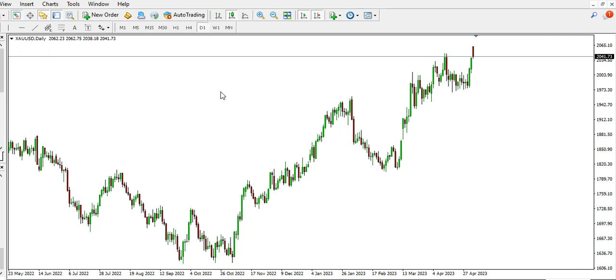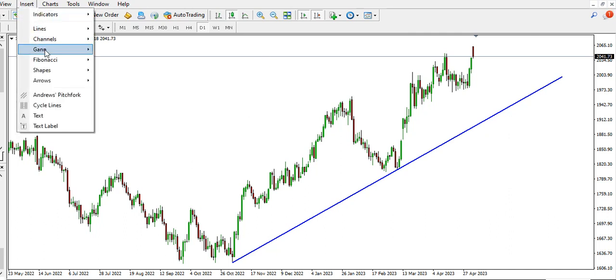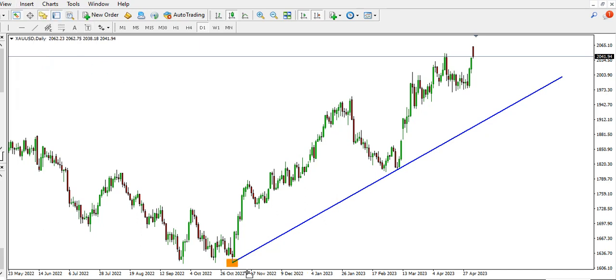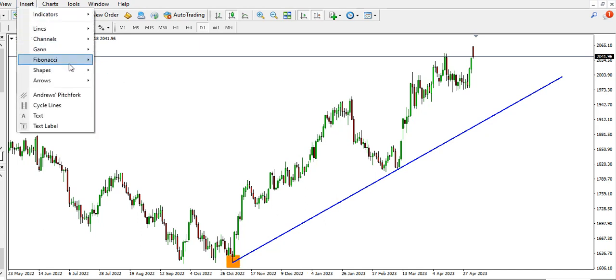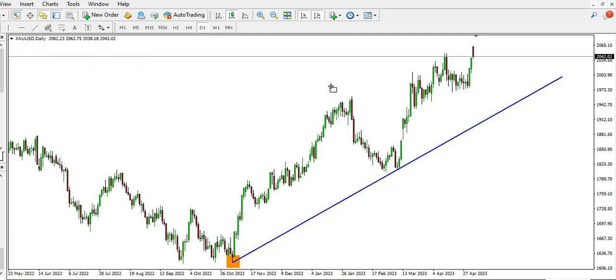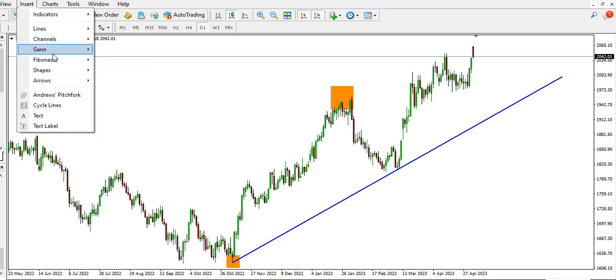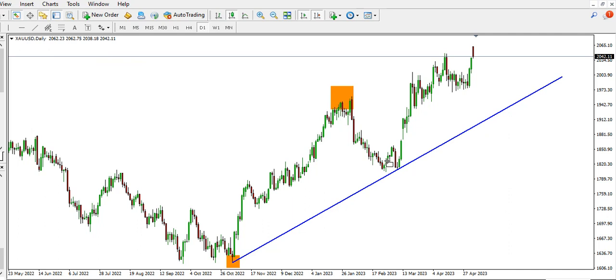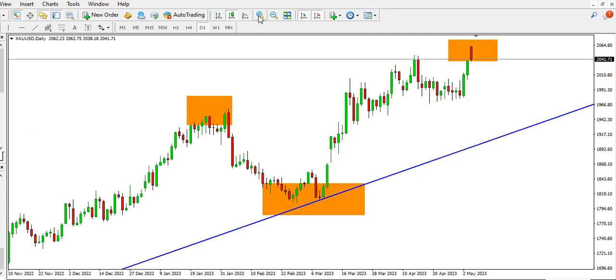We are on the daily time frame and the price of gold is bullish in the sense that we have a low right here, and we have a high, then we have a higher low around here, then we just have a higher high around here. So the price of gold is currently bullish on the daily time frame.